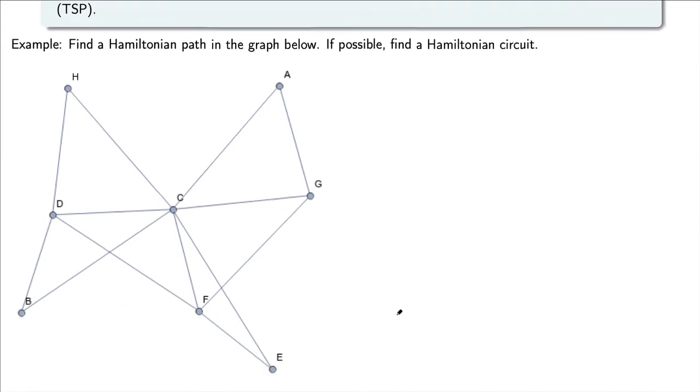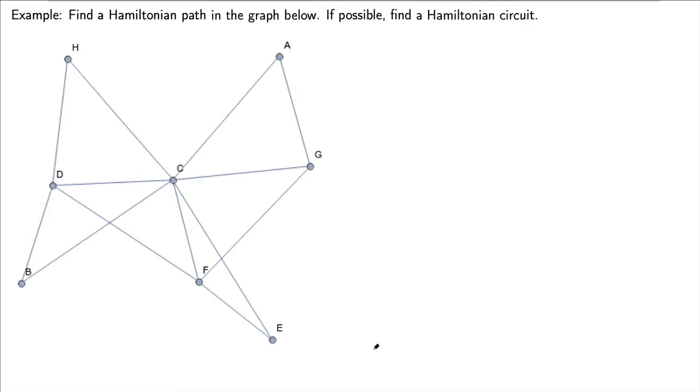So here's an example. Find a Hamiltonian path in the graph below. Then, if possible, find a Hamiltonian circuit. So for a Hamiltonian path, we just need to start somewhere. And the nice thing is if there is a Hamiltonian circuit, it doesn't matter where you start, because it's a circuit, it needs to come back to where it started and needs to visit everything. So I'm going to go ahead and just start down here at vertex B.